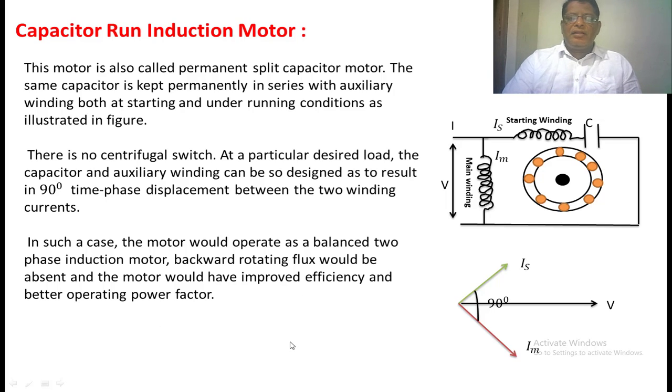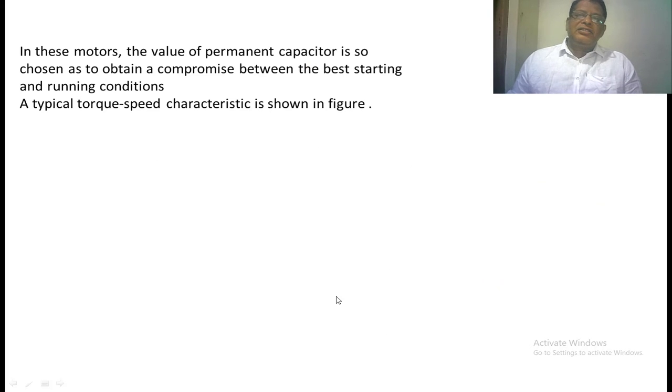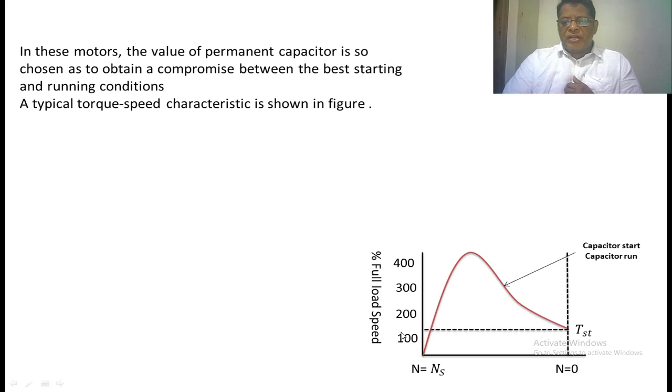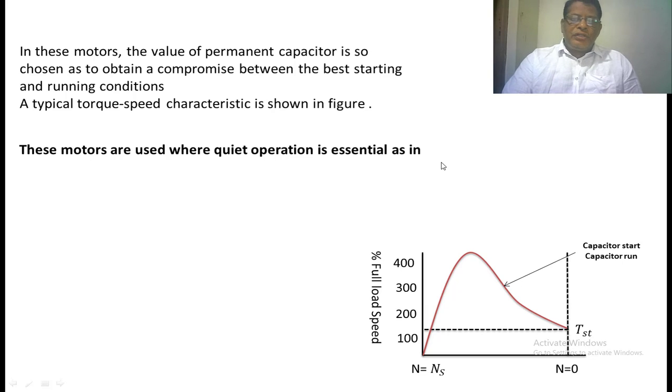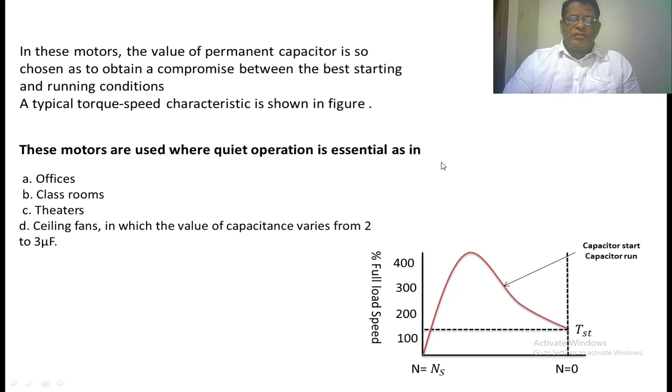But the main thing here is that the capacitor is connected in series with the starting winding at the time of starting as well as running. The capacitance will be selected in such a way that it gives the best starting and running conditions. Speed torque characteristics are good. This type of motor is used only in places that require very silent operation, such as hospitals, offices, classrooms, theaters. Ceiling fans also use it, in which the value of capacitance varies from 2 to 3 microfarad.